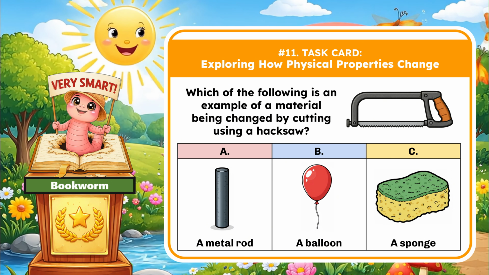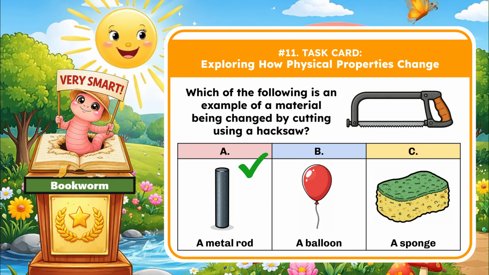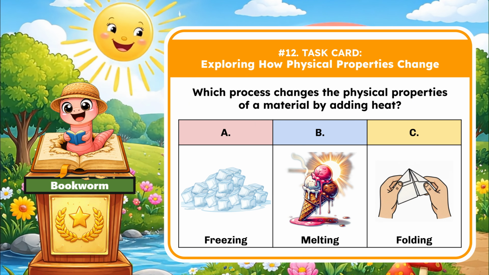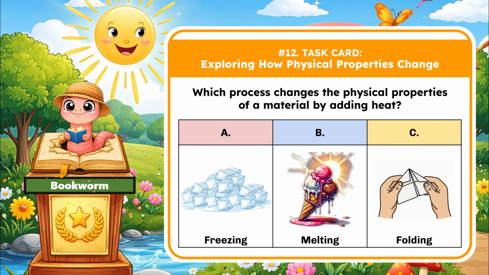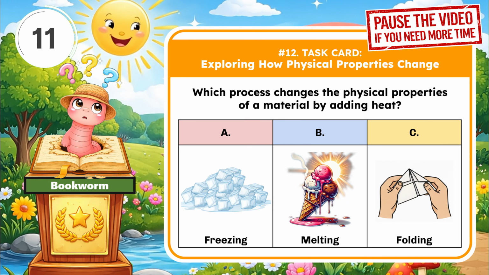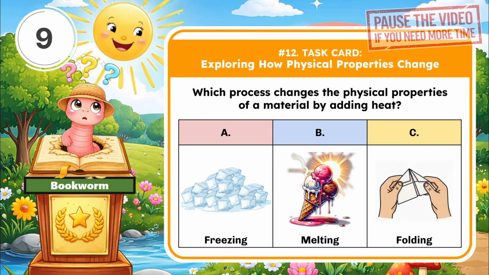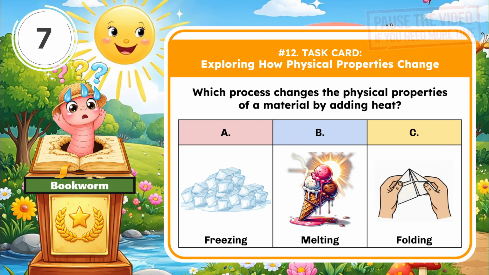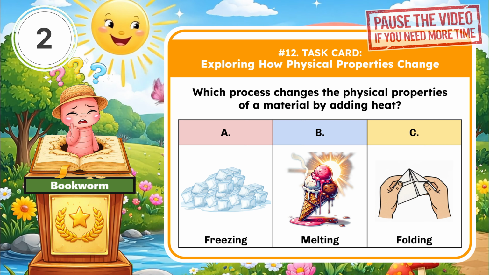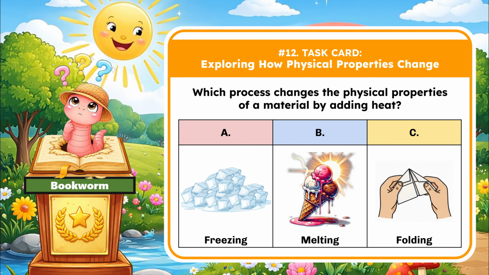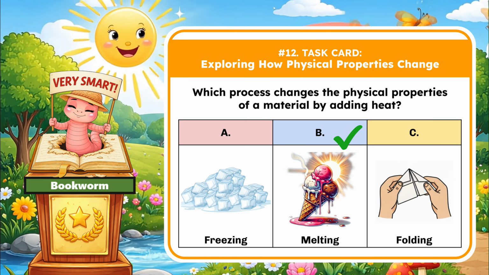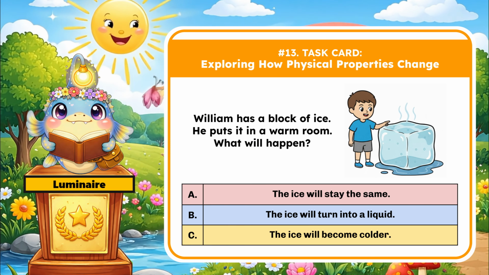And the correct answer is letter A, a metal rod. Which process changes the physical properties of a material by adding heat? And the correct answer is letter B, melting. William has a block of ice.